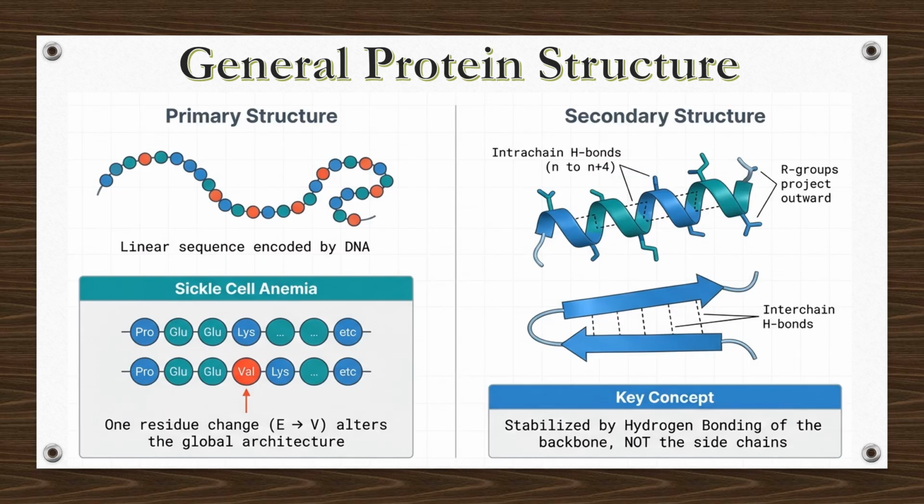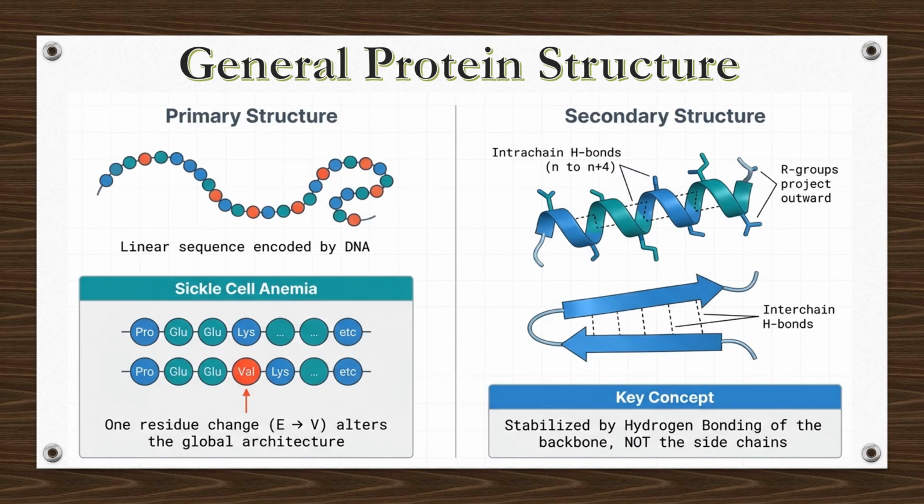Even a single substitution can have dramatic effects. Sickle cell anemia is a classic example. Replacing glutamate with valine at position 6 of hemoglobin's beta chain creates a hydrophobic patch that drives abnormal polymerization, distorting red blood cells and causing disease. This illustrates how changes at the primary level can ripple through all higher structures.